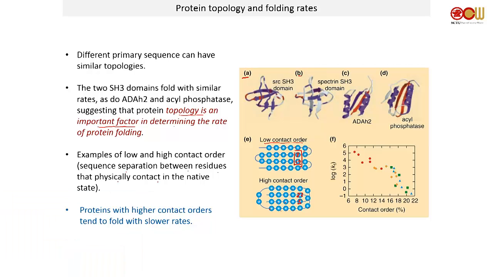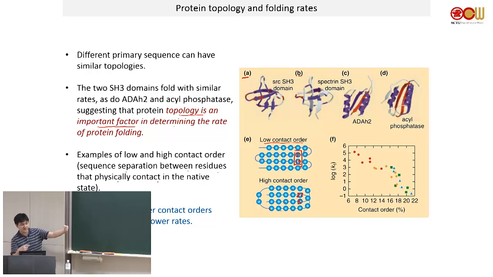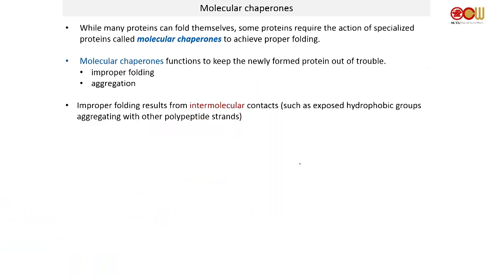So protein topology decides the rate of the overall folding. Because some topology may be difficult to get to, because it requires this alpha helix and this beta sheet to come together. It takes longer time. So sometimes, we're going to get back to the idea of protein misfolds. While many, if not most, proteins can fold themselves, some proteins actually require the actions of specialized proteins called molecular chaperones. You guys know what chaperones are?